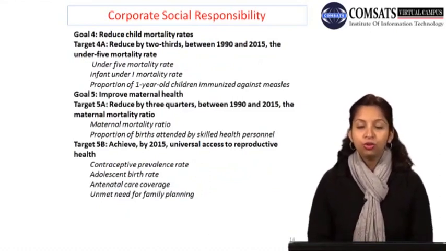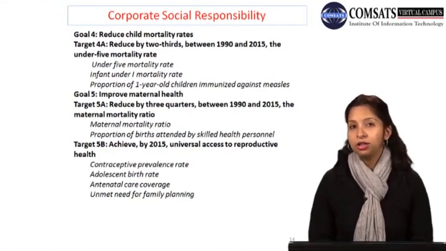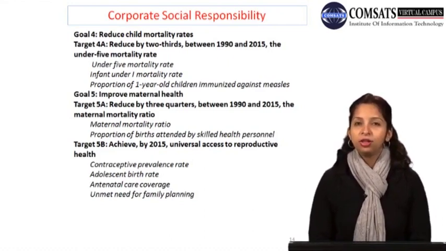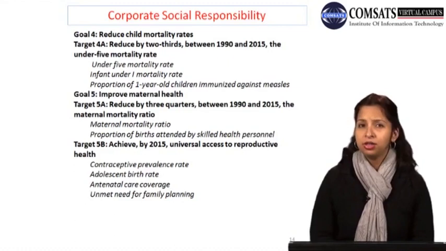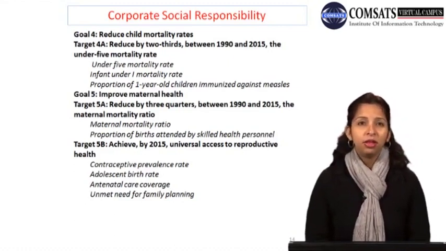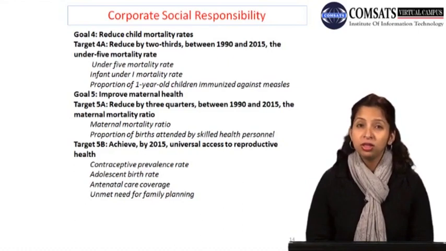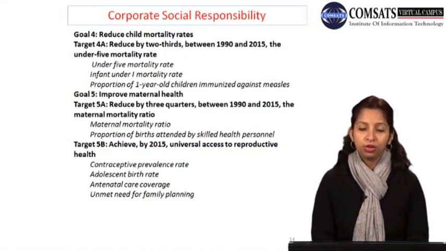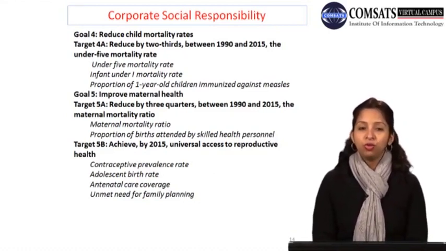Goal four is to reduce child mortality rates. The target in this respect is to reduce by two-thirds between 1990 and 2015 the under 5 mortality rate. Do you know how many kids below the age of 5 die because they do not have access to maybe medicines, maybe they do not have access to proper diagnosis, maybe they do not have access to doctors and other medical care, and that's the reason that they die. So one of the areas which has to be improved is that one needs to reduce the mortality rate of children who are under 5.